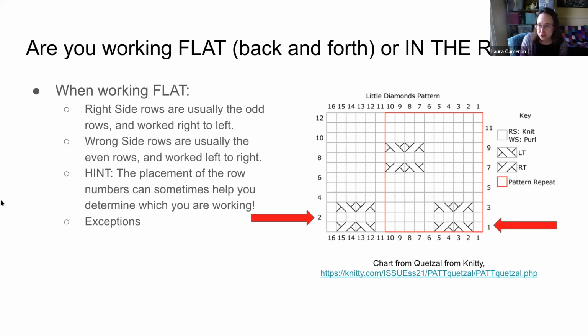So on this first chart, when you're working flat, when you're looking at the rows, right side rows are usually the odd rows, so 1, 3, 5, 7, 9, etc., unless they are otherwise specified. Occasionally a chart will start with an odd numbered row on the wrong side, but it would be specified. So generally your right side rows are the odd rows, and you are going to work them from right to left. And that is because you work your stitches on your needle from right to left.